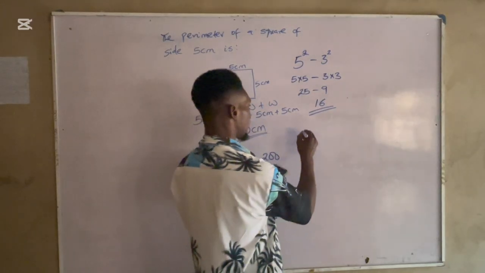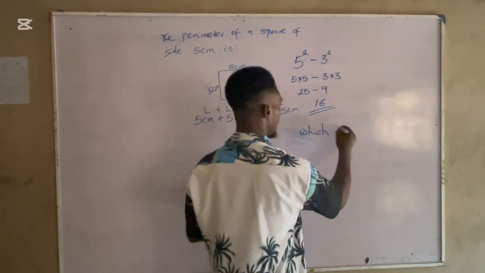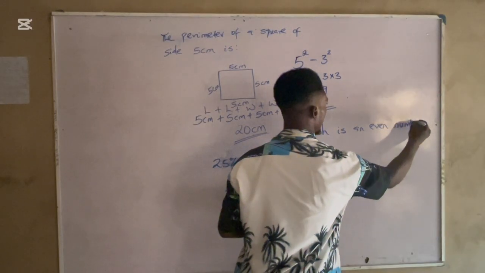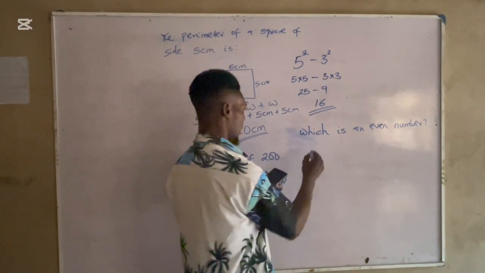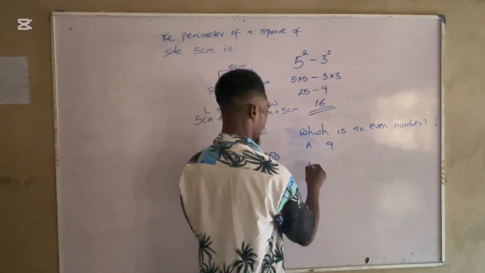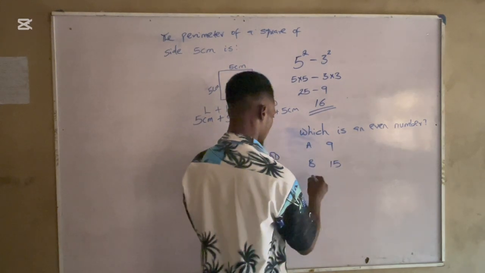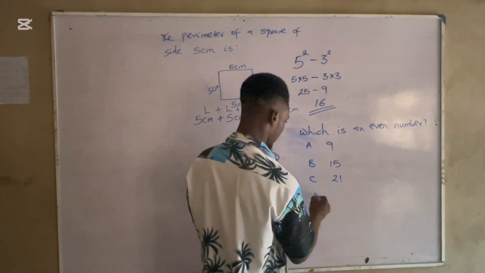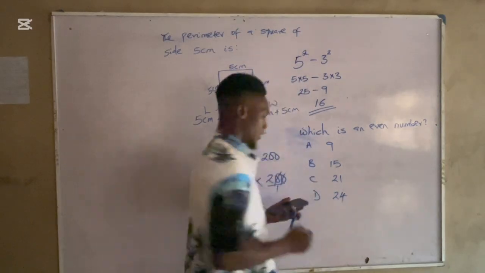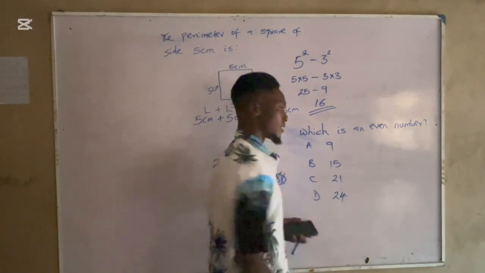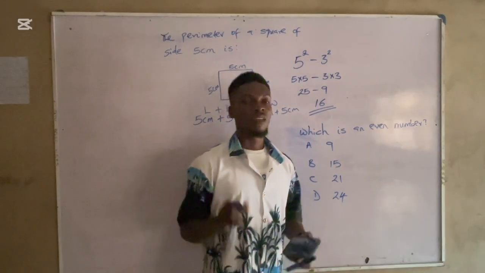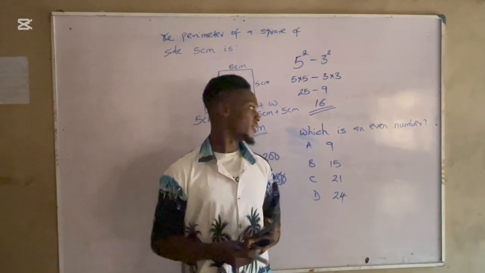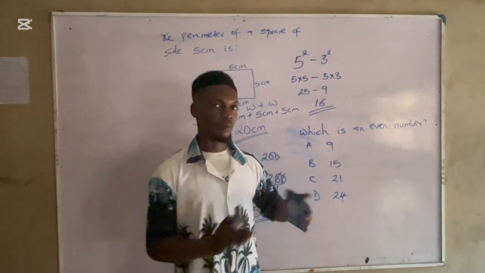The next question. Which of the following is an even number? And the numbers given to us here are option A, 9, option B, 15, option C, 21, option D is 24. They are asking us which of all these numbers is an even number. Even numbers are numbers that are divisible by 2 without a remainder. Numbers that you can divide by 2 and there will be no remainder.